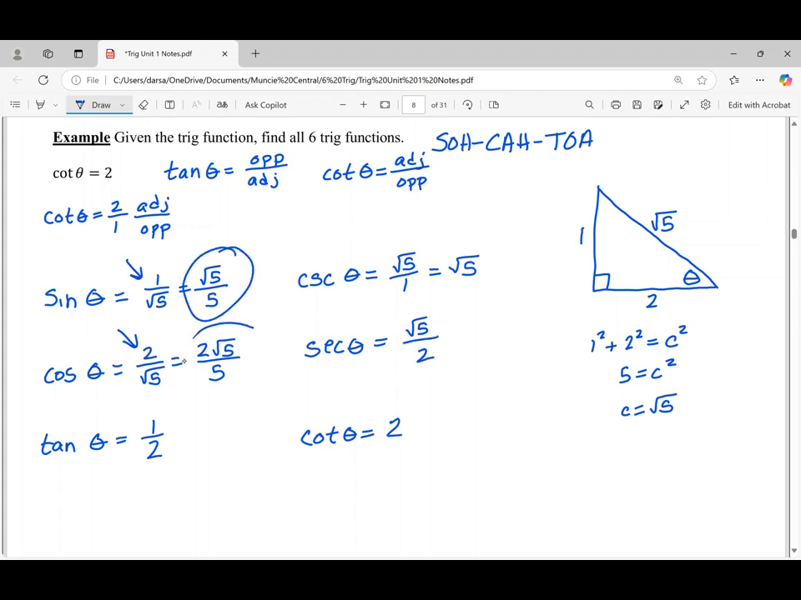And so we get sine, cosine, tangent, secant, cosecant, and cotangent. All six trigonometric functions by just knowing one of the functions and drawing.